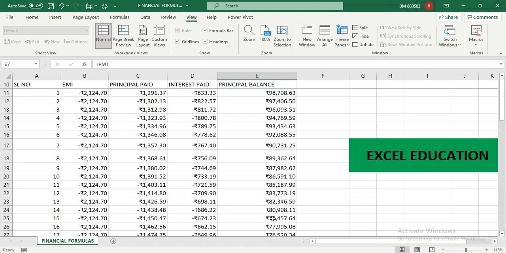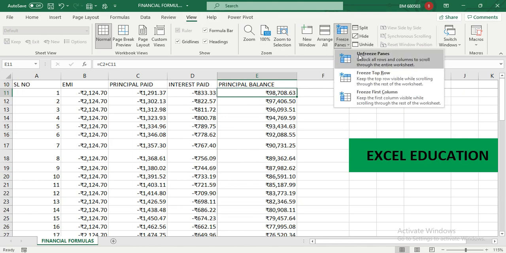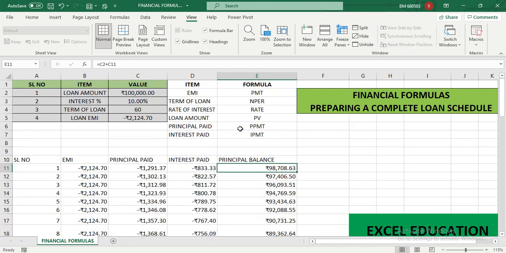All right. So I hope that you have understood something about these financial formulas, and you have learned how to prepare a complete loan schedule with Excel. This is a highly powerful tool, guys, and if you can prepare it all by yourself, you have definitely been promoted to the next level because it is a really powerful formula, and not many people know how to prepare a loan schedule.